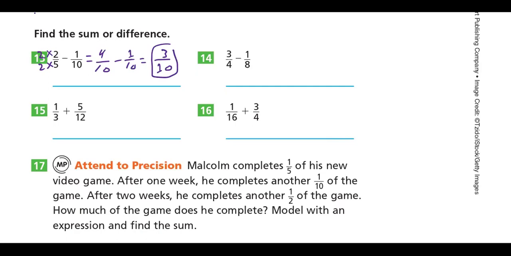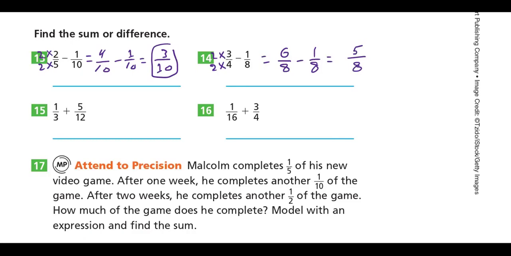3 over 4 minus 1 over 8. So we multiply 4 by 2, it will be the same 8, up and down. So it will be 6 over 8 minus 1 over 8. The same denominator, write one of them, and 6 minus 1 is 5.